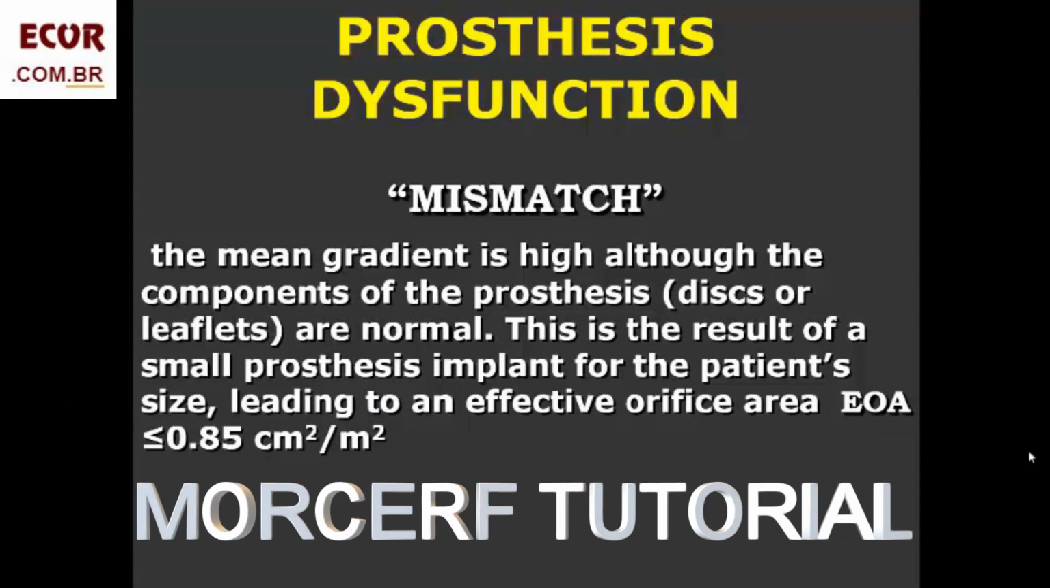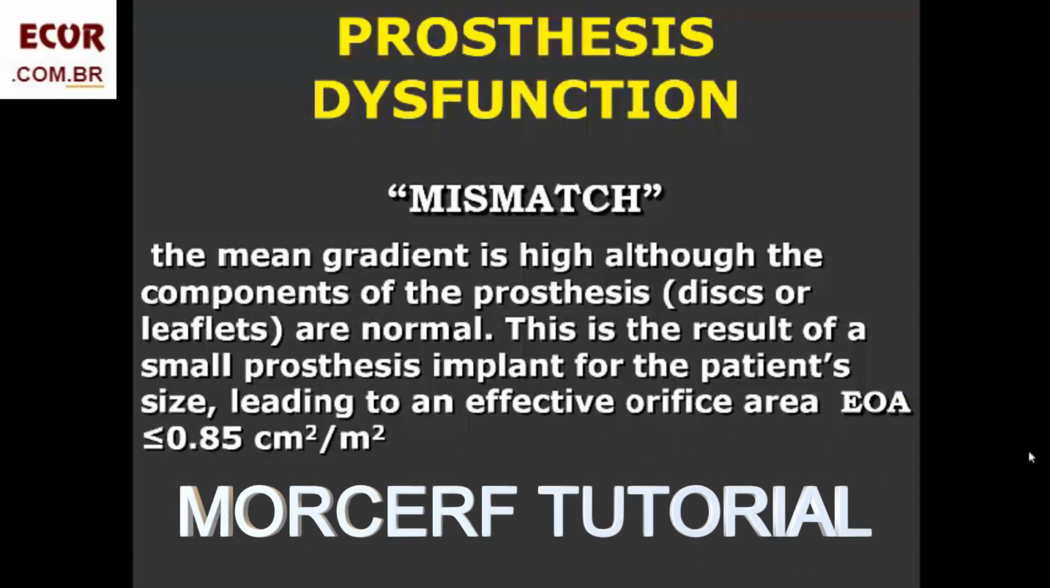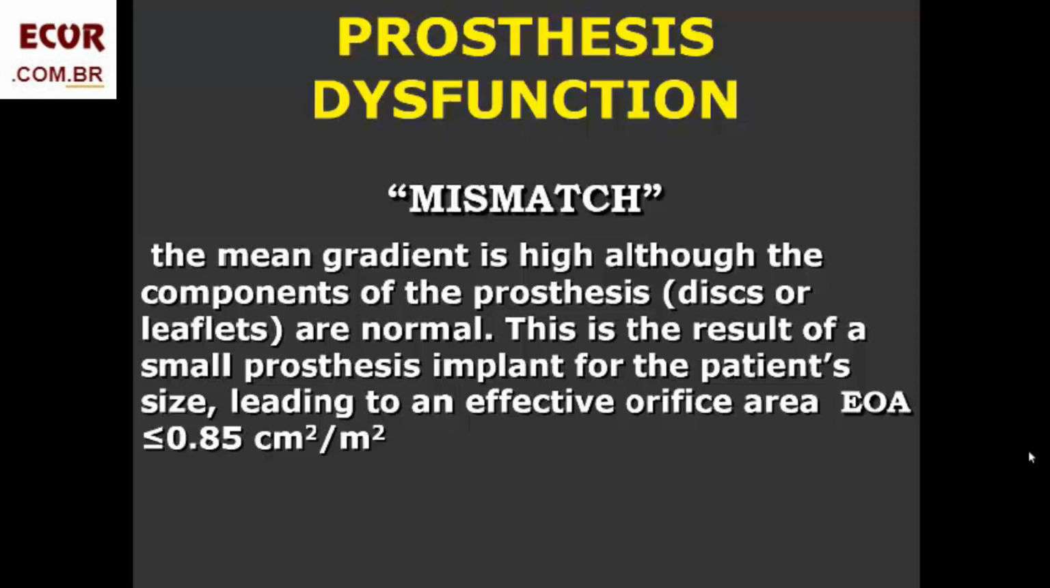Another prosthesis dysfunction is the mismatch. In this situation, the mean gradient is high, although the components of the prosthesis, discs or leaflets, are normal. This is the result of a small prosthesis replaced for the patient's size, leading to an effective orifice area less than 0.85 square centimeter per square meter of body surface area.